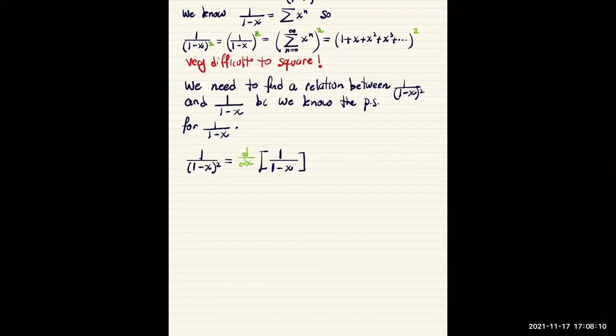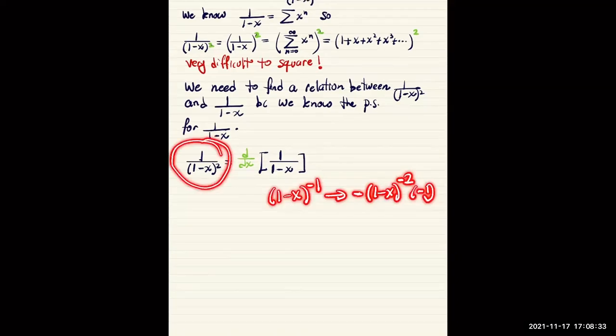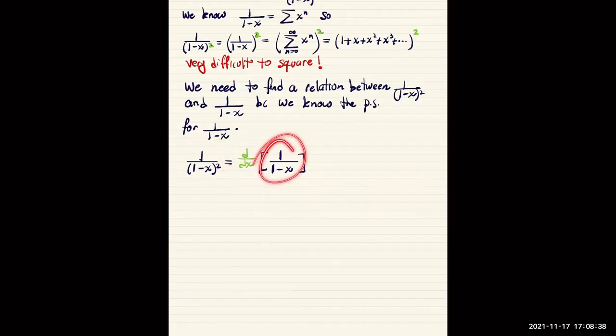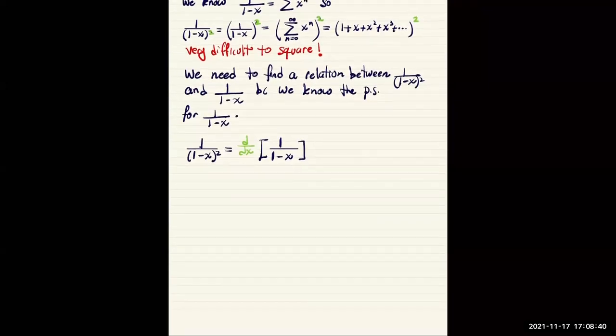I mean, just think about it. This is the same as (1 minus x) to the -1. You can use quotient rule or power rule. When you take the derivative of that, you get -1 times (1 minus x) to the -2, times the derivative of the inside, which is -1. That gives you exactly that. I know the power series of that. All I've got to do is take the derivative of it and we should be good.